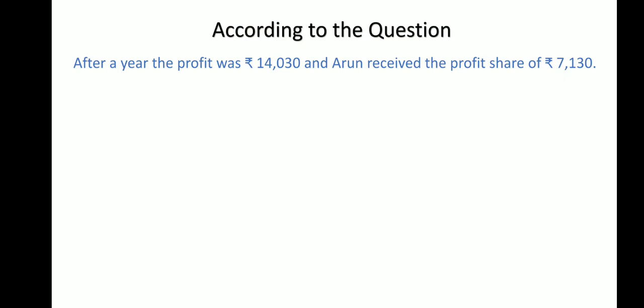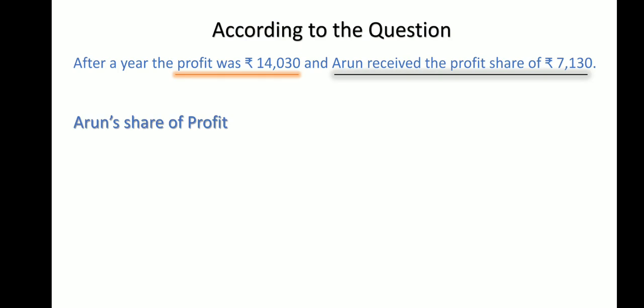Now we go to the last part of the question, which says after a year the profit was 14,030. Okay, so we know the total profit. And what do we know? We know Arun received a profit share of 7130, means we know Arun's share of profit. So we have to use this. So Arun's share of profit is equal to, Arun's ratio was 36 minus x and the total is 66 minus x, into the total profit.